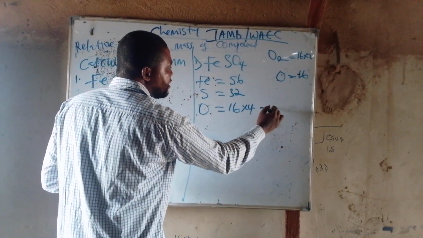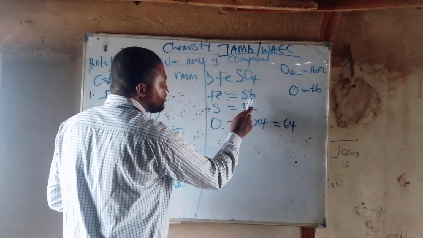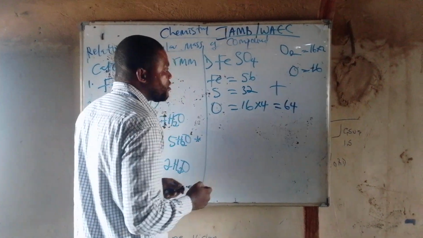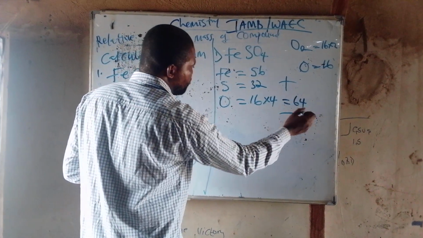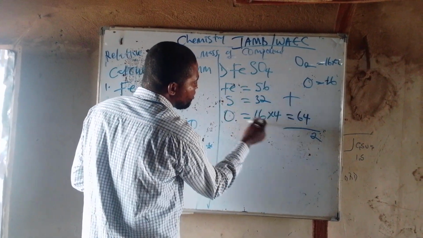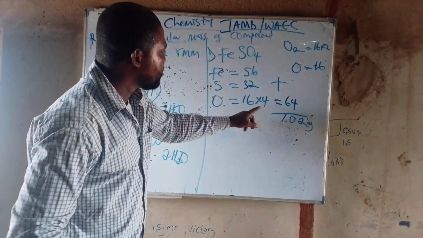If I do this, I get 64. Therefore, this times this is 64, and I'll add up everything: this plus this plus this. 6 plus 2 is 8. 8 plus 4 is 12. 2 carry 1, 6, 9, 10. 102 grams. Let us cross check this.